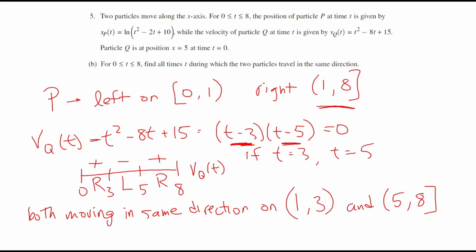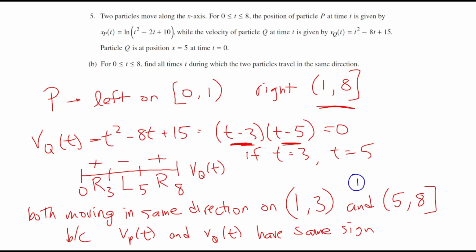So they're both moving in the same direction on 1 to 3 and 5 to 8 because v sub p of t and v sub q of t have the same sign. You can indicate that they're both positive if you want, but just saying the same sign is good enough. You got 1 point for the intervals and 1 point for the explanation with the analysis that you basically did up there on the top.